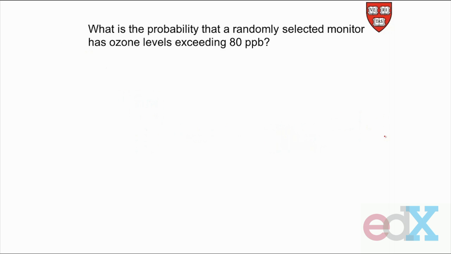All right, that's enough talking. Let's go ahead and open up Stata and do some calculations. The first thing we want to ask is, what is the probability that a randomly selected monitor has ozone levels exceeding 80 parts per billion? Again, we want to know the probability that x is greater than 80.